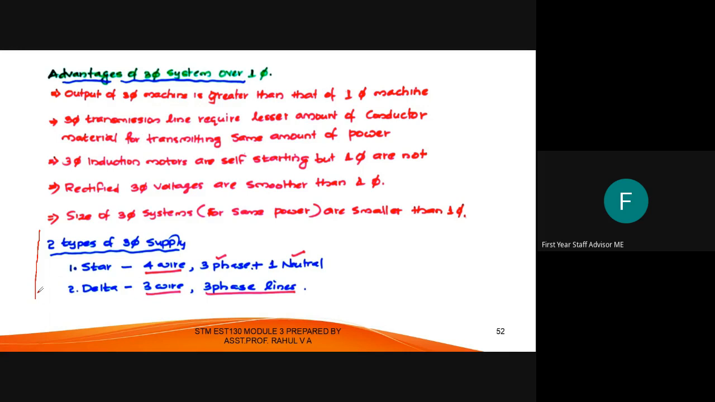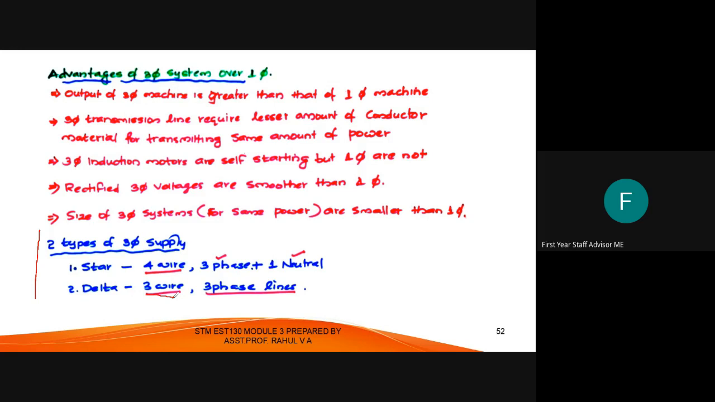The first one is star connection. In star, there are four wires used for this connection. The second connection is called delta. In delta, there are three wires available. That is the difference. In star there are four wires for a three phase system. In delta three phase system there are only three wires.